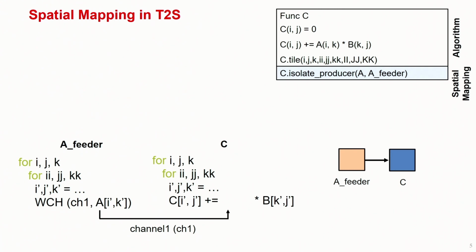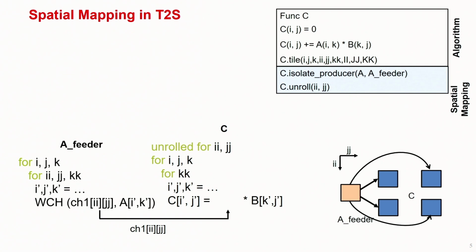However, this AFeeder does nothing but load the values of the A matrix and send them using the channel CH1 to the main compute PE. The WCH primitive here stands for the write channel operation. So now, after the isolation of AFeeder, the user can unroll the ii and jj loops in the C compute PE, and this will create a 2D array of the compute PEs. Now, since previously AFeeder was supplying the data to C compute PE using a single channel CH1, and since we have unrolled the PEs, we also replicate the channel CH1 into a 2D array of channels, which is shown here as a 2D array.